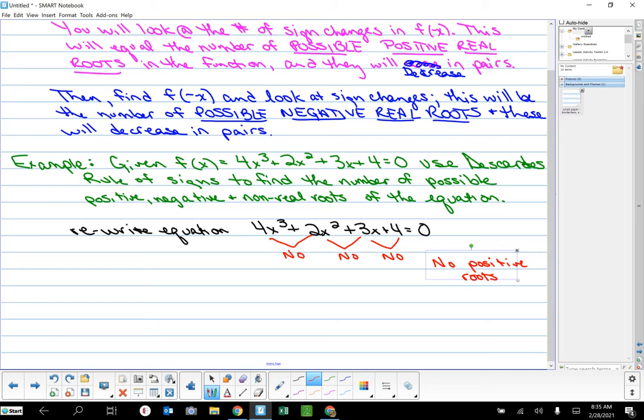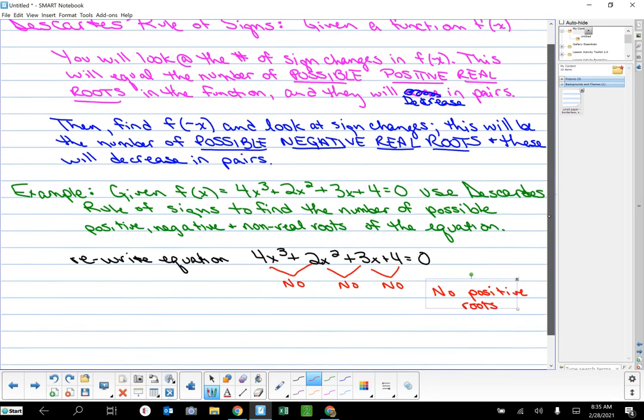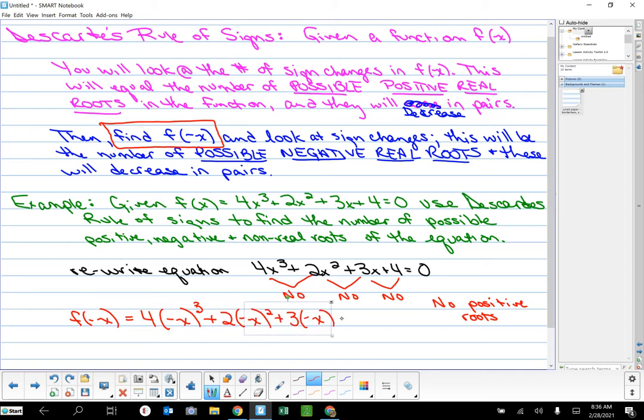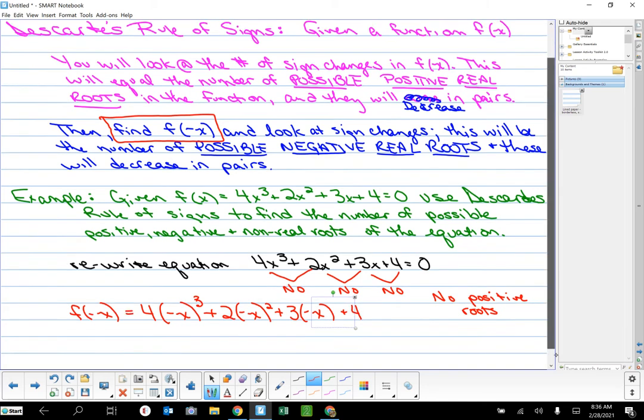All right. Now, the next step, if we look back up at the notes, it says find f of negative x. So this is the next step that's going to happen. So what we're going to do is find f of negative x. And what that means is you're going to take the original function and plug negative x in anywhere there's an x. So we're going to go 4 negative x cubed plus 2 negative x squared plus 3 times negative x plus 4. And then we're going to simplify that.